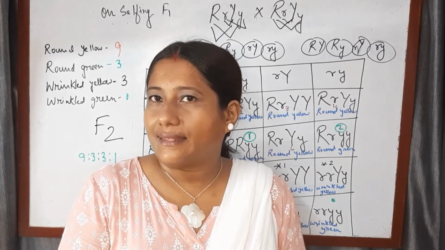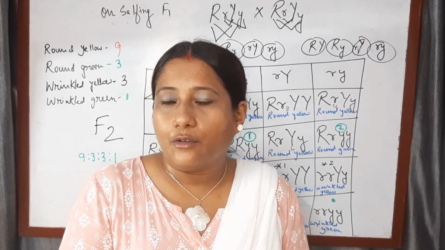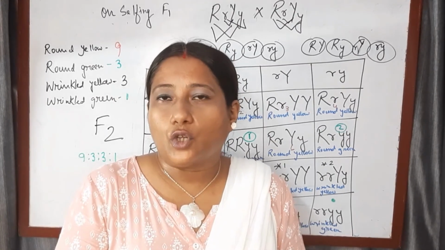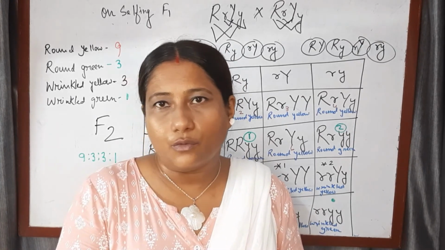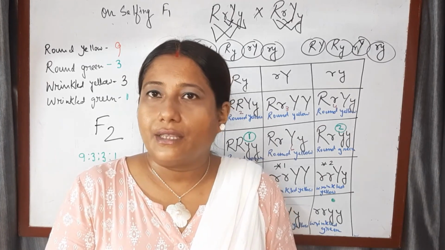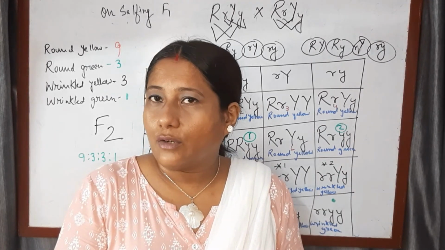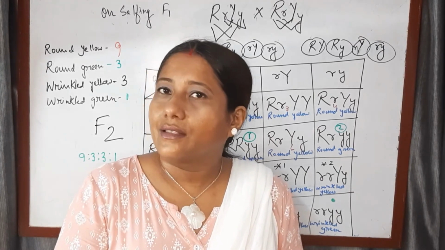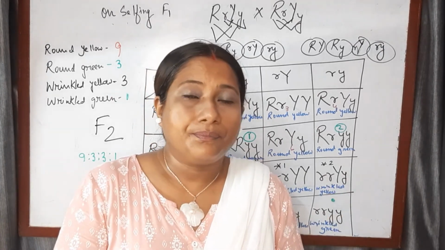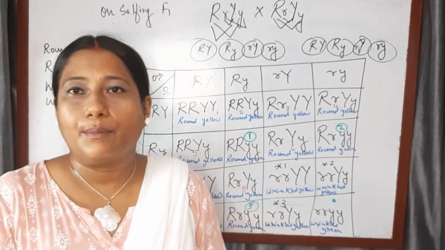So this is your assignment. Let me tell you once more. A tall pea plant with purple flowers is crossed with a dwarf pea plant with white flowers. On selfing the F1, what will be the ratio of the F2 generation plants? This is your assignment. Hope you understood the dihybrid cross that I have explained in today's video.